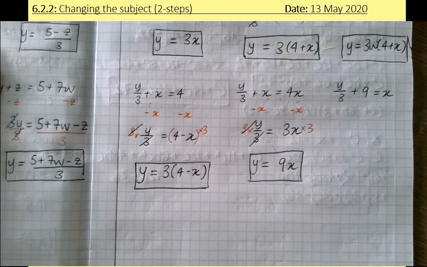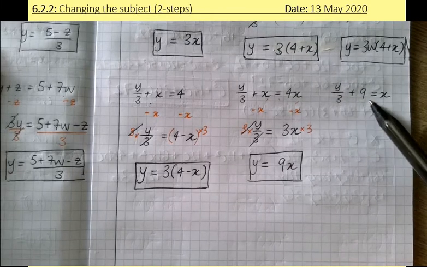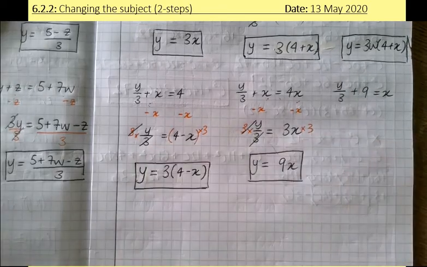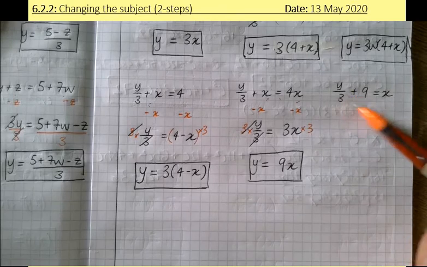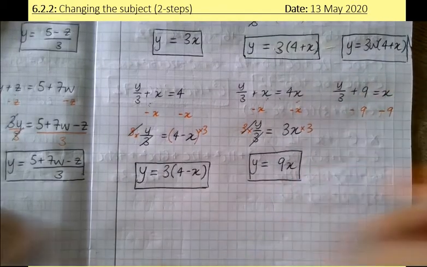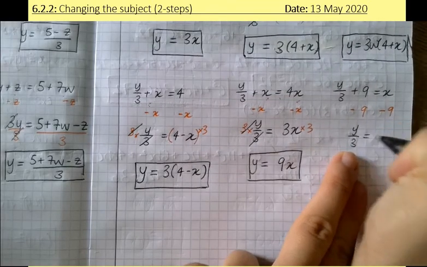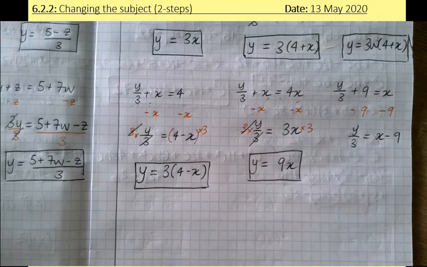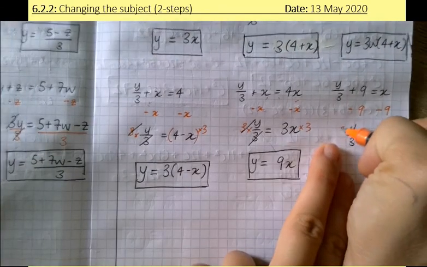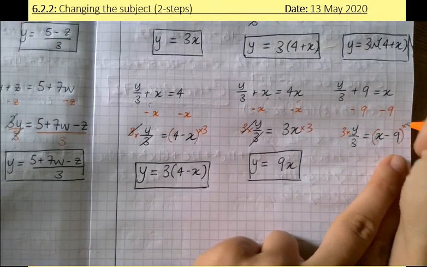And our last question is we have y over 3 plus 9 equals x. So you might already know what our first step is going to be. We're going to eliminate this plus 9 by subtracting 9 from both sides. So that's going to give us y over 3 equals x take away 9. And then to eliminate divide by 3, we're going to multiply by 3 on both sides. But remember, everything on the right hand side needs to be times by 3.